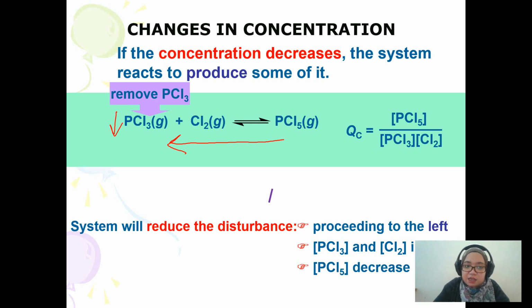Okay, sebab sekarang ni sistem ni nak achieve balik equilibrium ni. Sebab apa? Ada gangguan di mana PCl3 ni dia remove. So sekarang ni the concentration of PCl3 dah decreases. So the system will need to increase back the concentration of PCl3 by producing more PCl3. So dengan cara equilibrium position shift to the left in order to produce more PCl3 and Cl2.